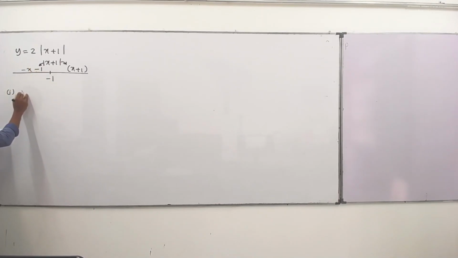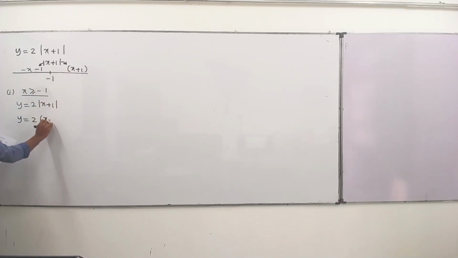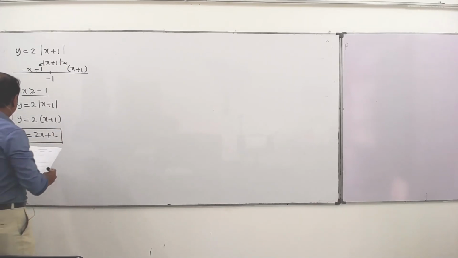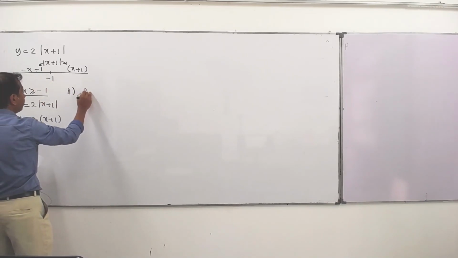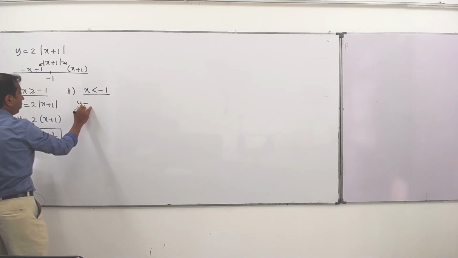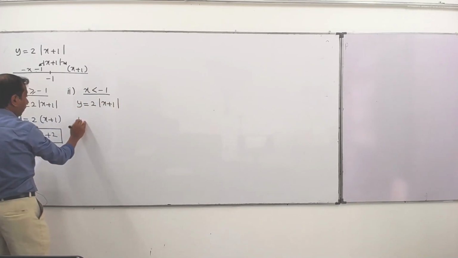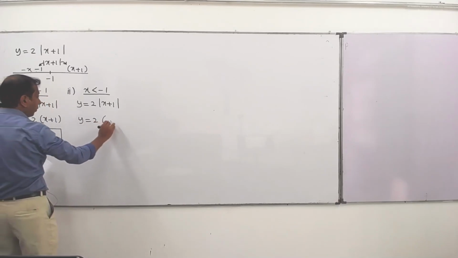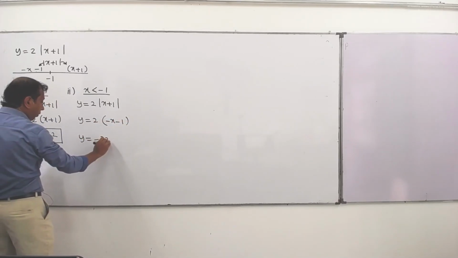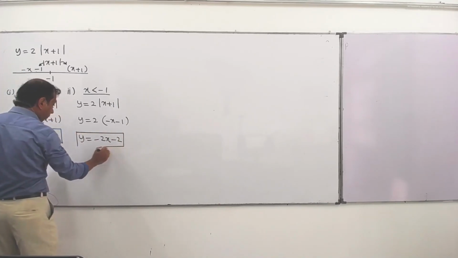Then first, x greater than or equal to minus 1. The graph y equals 2 times mod x plus 1 will take 2 times x plus 1 on the right of minus 1. This way we get 2x plus 2. Y equals 2x plus 2. On the left of minus 1, y equals 2 times mod x plus 1 will take 2 times minus x minus 1, therefore minus 2x minus 2. Okay, right.